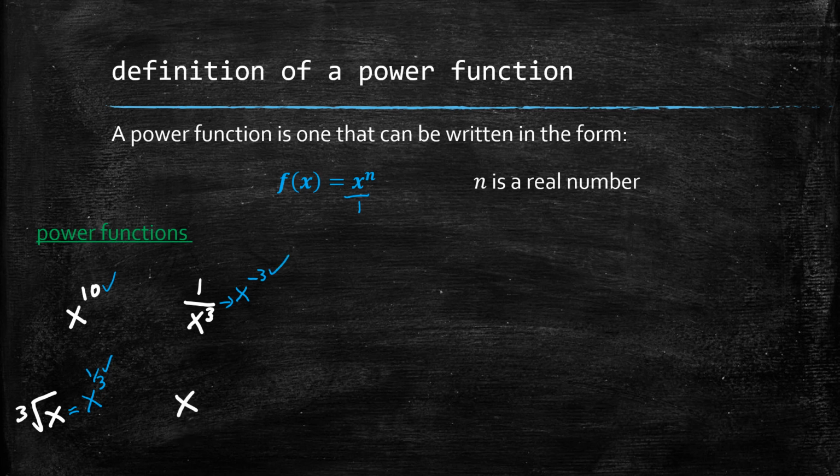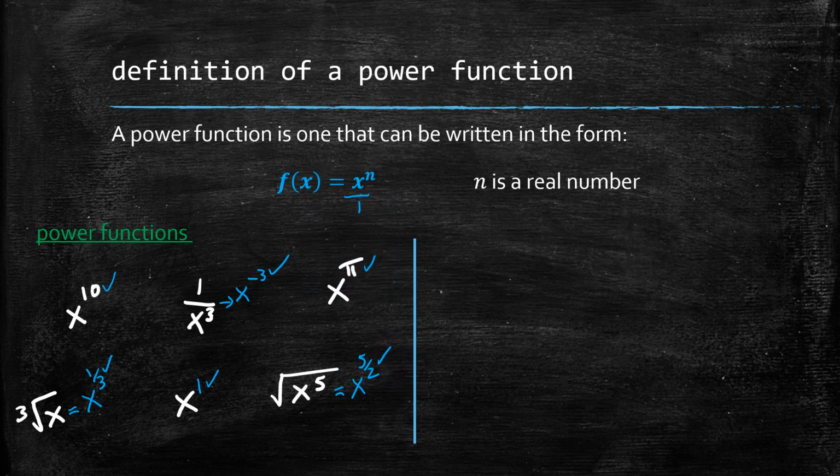Now x, well, if you realize that that's really just x to the first power, now that's a power function, check. X to the pi is a real number. It's irrational, but that's still real, check. And then finally, a more complex radical expression can be rewritten as x to the 5/2, check.